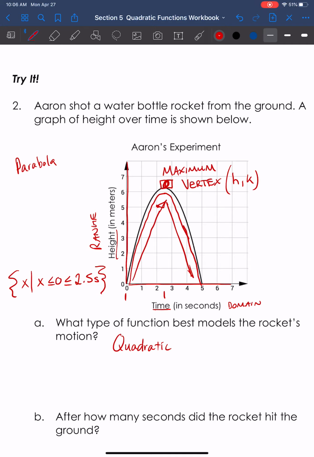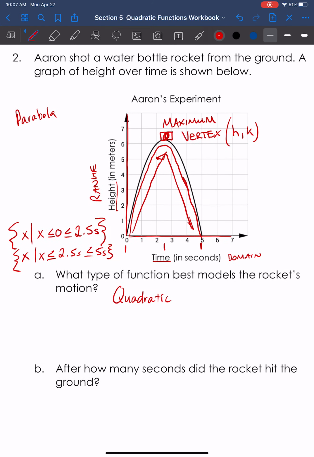And then if it was asking when it was decreasing, well, from 2.5 seconds down to when it hit the ground at 5 seconds, that would be modeled like this. So when x is greater than or equal to 2.5 seconds, and then when it goes to 5 seconds.